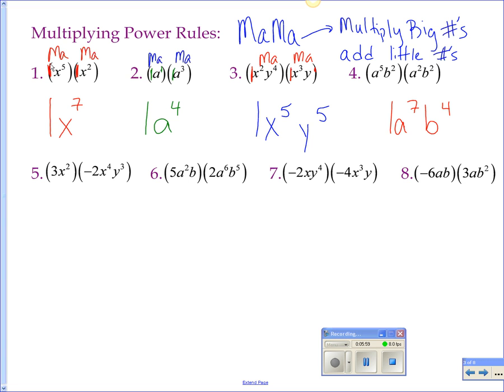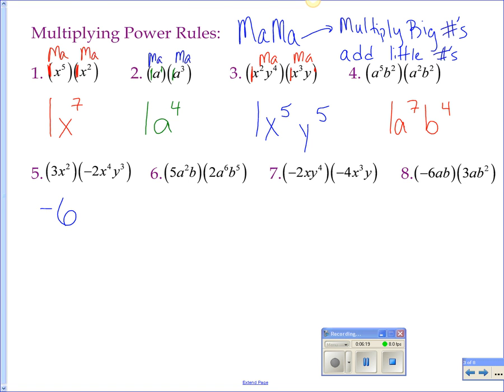Gracie, what am I going to do with the 3 and the negative 2? Add them or multiply them? All right, so they're big numbers because they're in front. What does it say to do with the big? Times it. So 3 times negative 2 is negative 6. A positive times a negative is a negative.